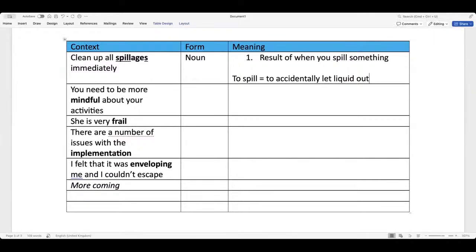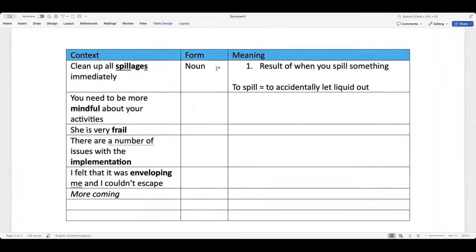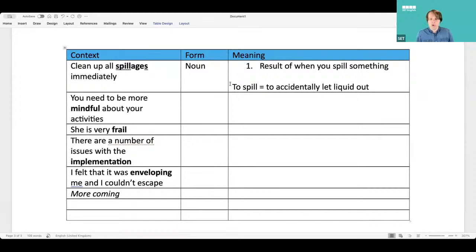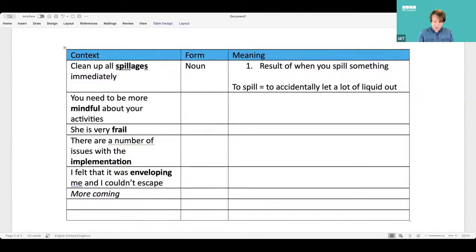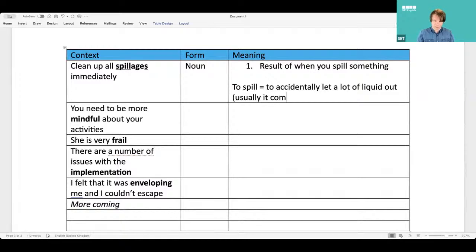Yes, Abdullah. Like leakage. It's like leakage, but it's stronger. How can I explain this? A lot of liquid comes out. Pouring water. Is it like that? Usually it comes out of the top.